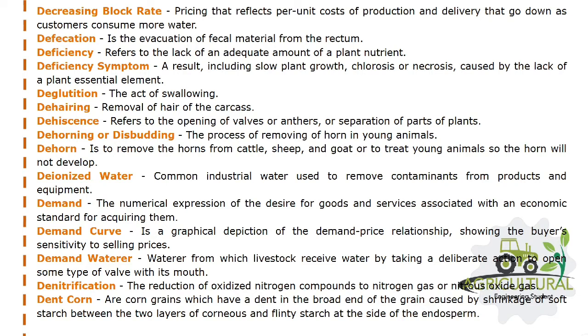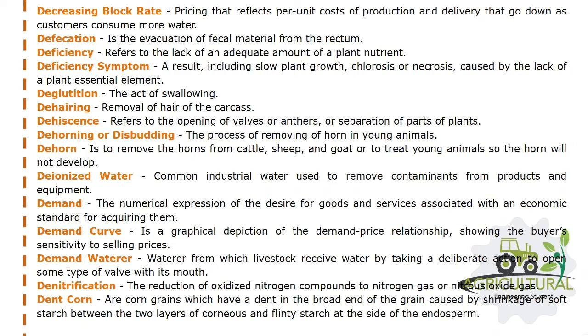Dehorning or disbudding, the process of removing of horn in young animals. Dehorn, is to remove the horns from cattle, sheep, and goat or to treat young animals so the horn will not develop. Deionized water, common industrial water used to remove contaminants from products and equipment. Demand, the numerical expression of the desire for goods and services associated with an economic standard for acquiring them. Demand curve, is a graphical depiction of the demand-price relationship, showing the buyer's sensitivity to selling prices.